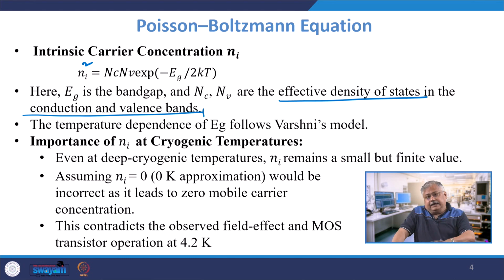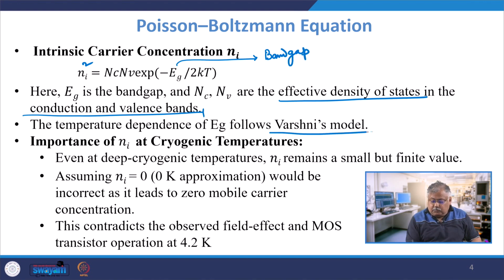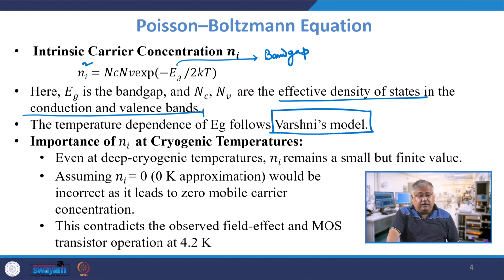We have already seen in our previous discussion that this Eg part, which is the band gap, this is my band gap here. This band gap, if you remember, is a function of temperature, and this we had derived earlier through Varshni's model. So, through Varshni's model, we already know that the band gap is a true function of temperature, right, and it can vary with temperature.